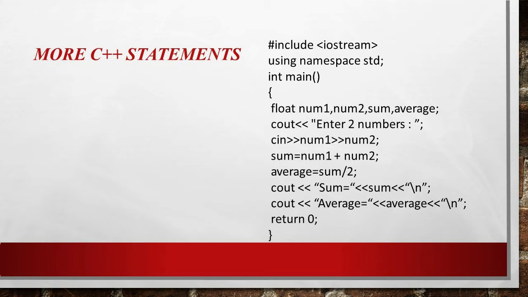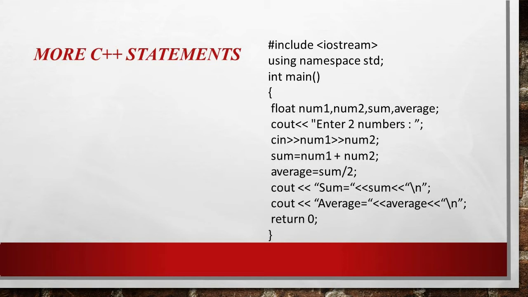These will be declared as float data type, because when we calculate an average, there may be decimal values. So we declare them as float data type, and we have two more variables: the sum of the two numbers will be stored in the sum variable, and the average will be stored in the average variable. That is number1, number2, sum and average.